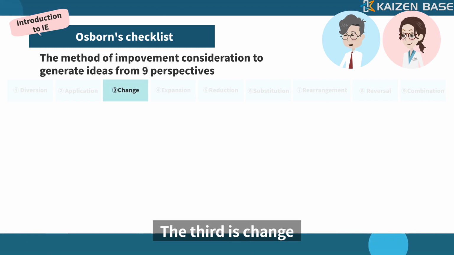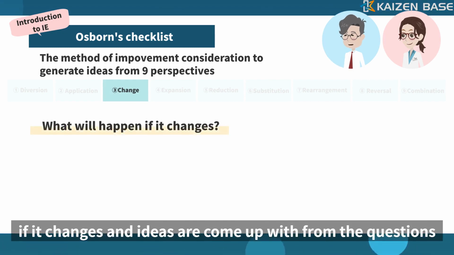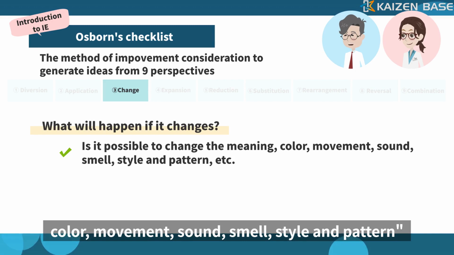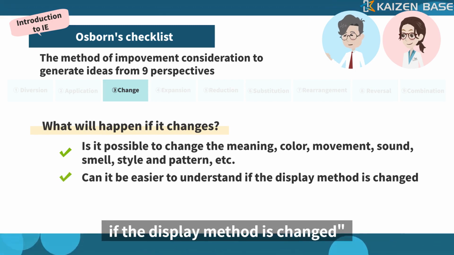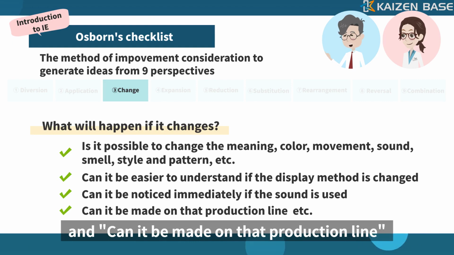The third is change. Change is based on the perspective of what will happen if it changes, and ideas are come up with from the questions like, is it possible to change the meaning, color, movement, sound, smell, style and pattern? Can it be easier to understand if the display method is changed? Can it be noticed immediately if the sound is used? And can it be made on the production line?